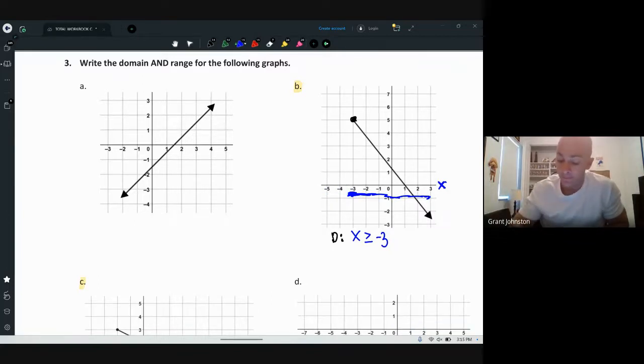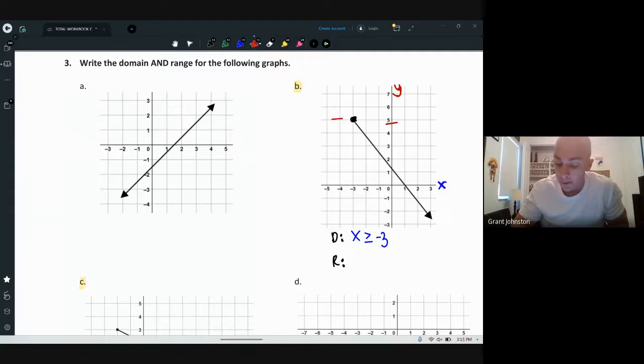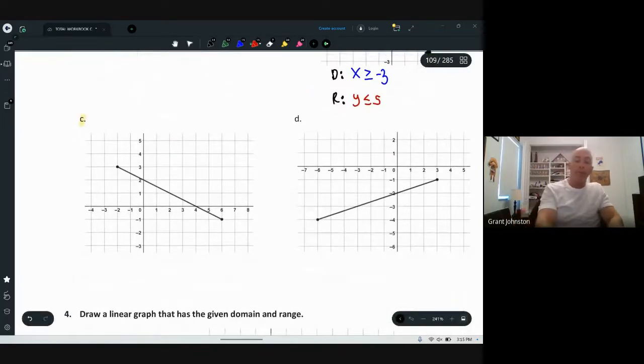-3 and onwards. Now let's think about the range. The range is our y. So the range, it's never going to go above 5. It's everything less than or equal to 5. So the range is going to be y is less than or equal to 5. Let me show you C. It's got 2 endpoints.